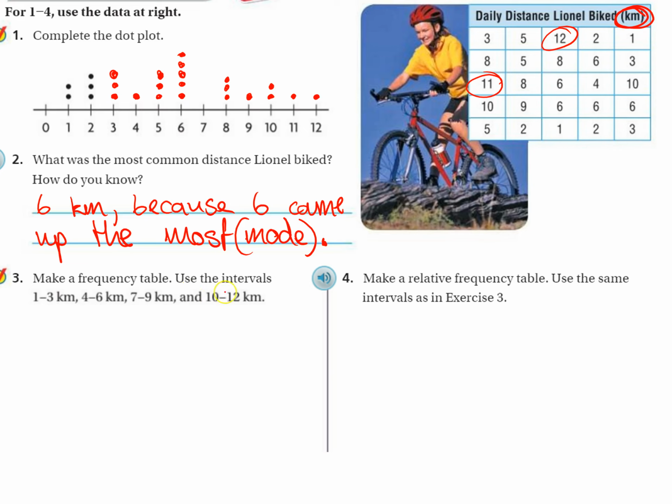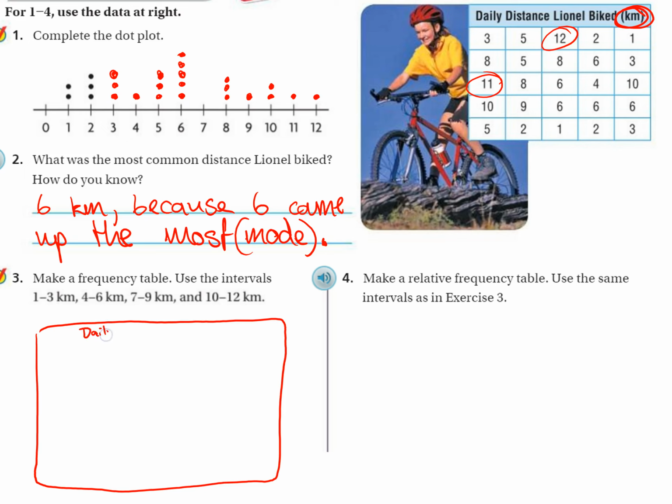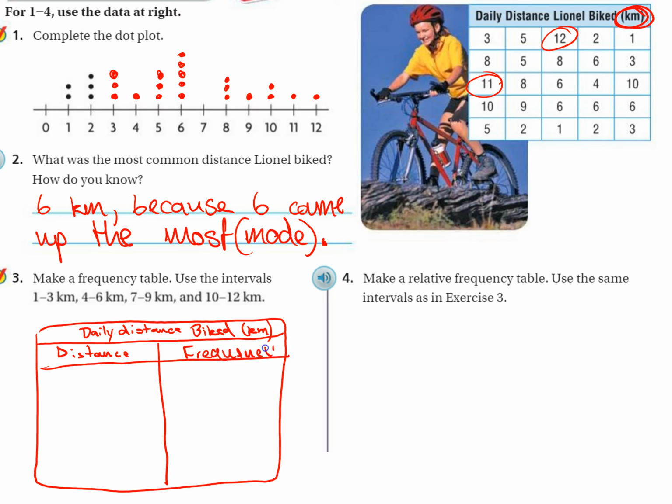Okay, make a frequency table. Use the intervals 1 through 3. Okay, so we need to use a frequency table like we used on the prior problem. So we make our chart. We're going to include the title, Daily Distance Biked. Going to include our unit of measure, kilometers. Okay, and then we want distance and frequency. And then our distances are 1 to 3 kilometers.